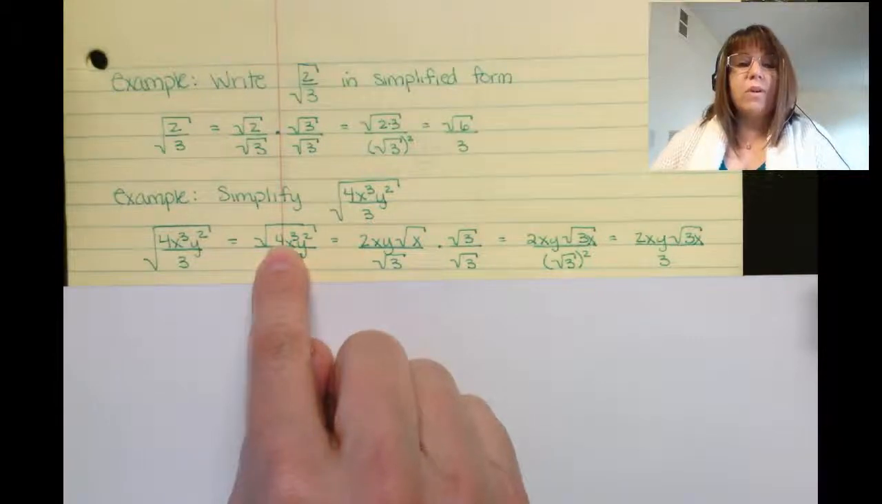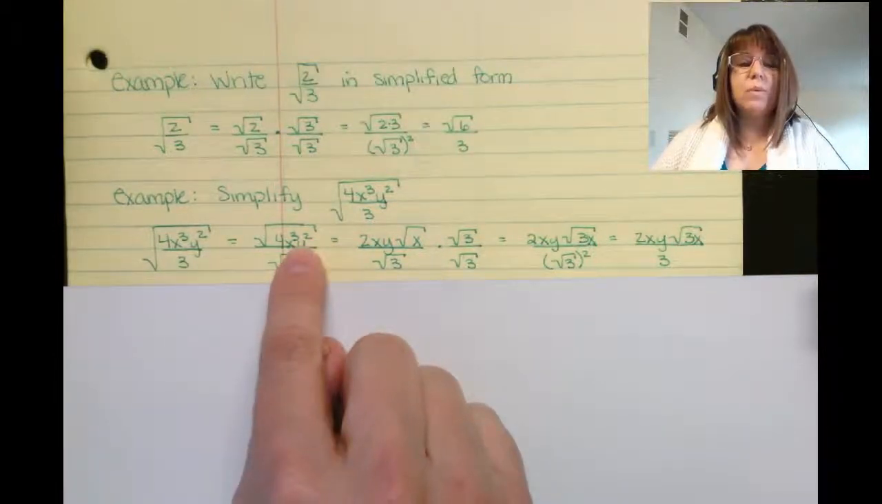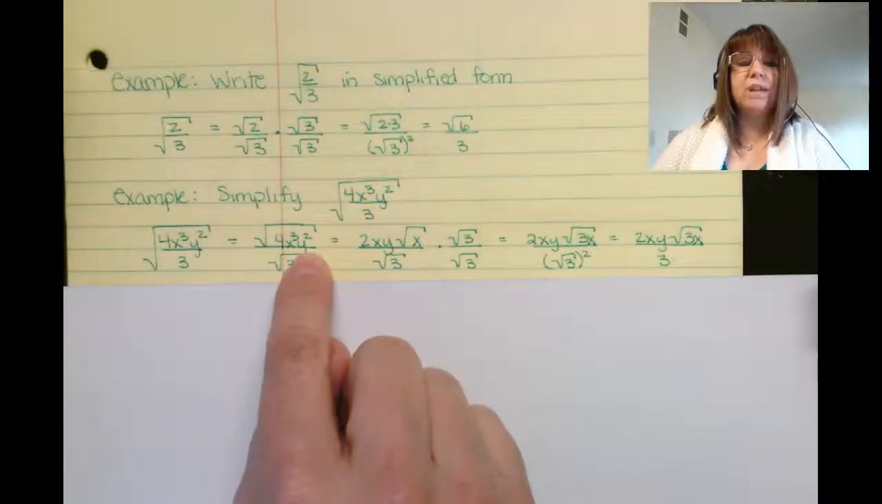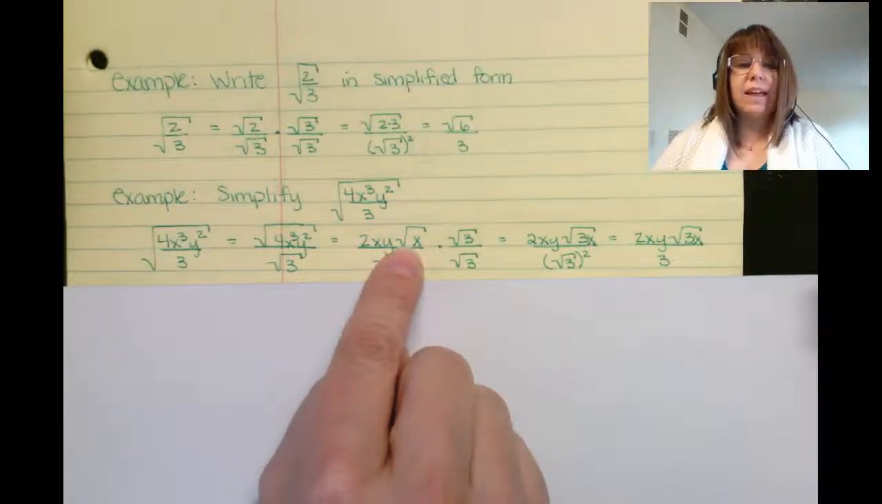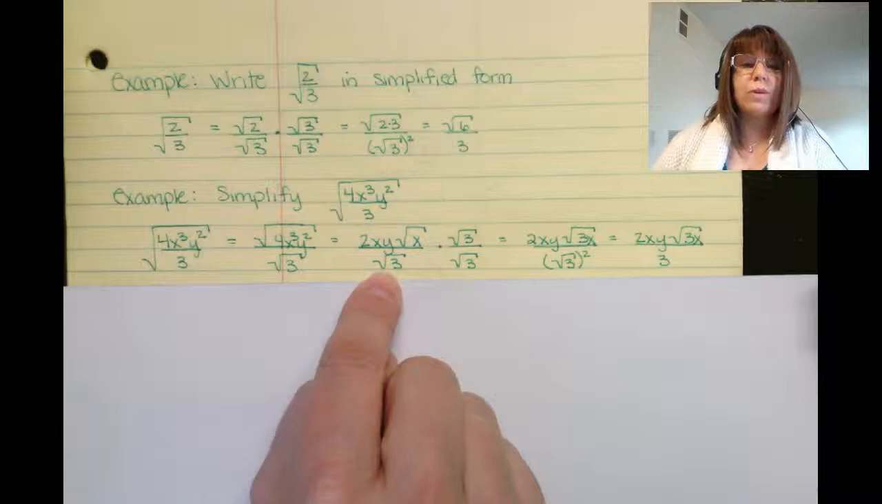The square root of 4 is 2. The square root of x cubed is x square root x, and the square root of y squared is y. So the numerator ends up being 2xy times the square root of x, all over the square root of 3.